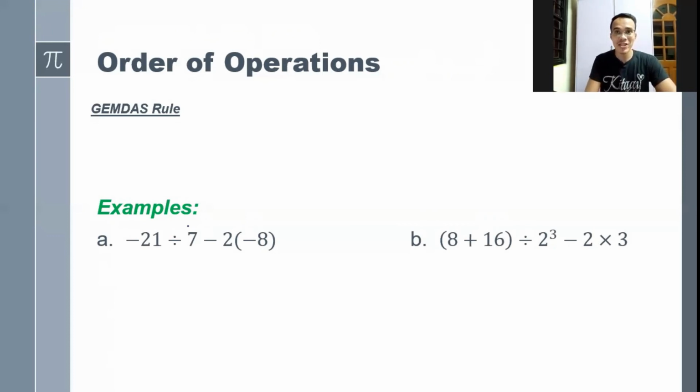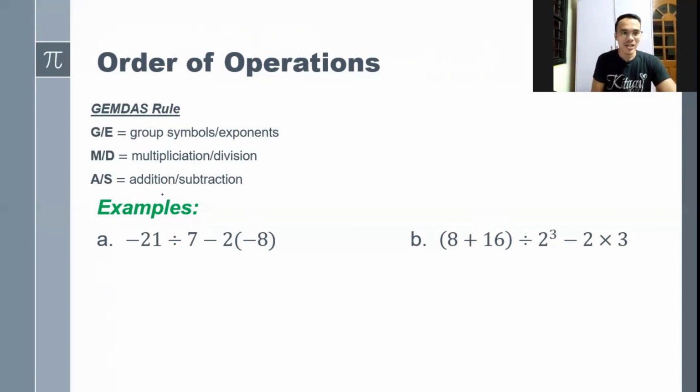What do you mean by GEMDAS? G or E? G stands for the grouping symbols. E stands for exponents. It means if an expression contains grouping symbols or exponents, then you have to deal with these things first. After that, that's the time you're going to proceed to multiplication or division, that's MD. And finally, addition or subtraction, that's AS. Let's apply the GEMDAS rule in the following examples.